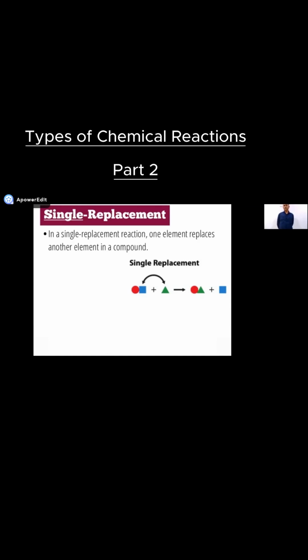Triangle. We are supposing here that triangle is more powerful than square. Then what will happen? Triangle will come and kick off the square. Square will go away and triangle will make a new relationship with circle. This is called single displacement reaction. Why? Because triangle is replacing square over here.